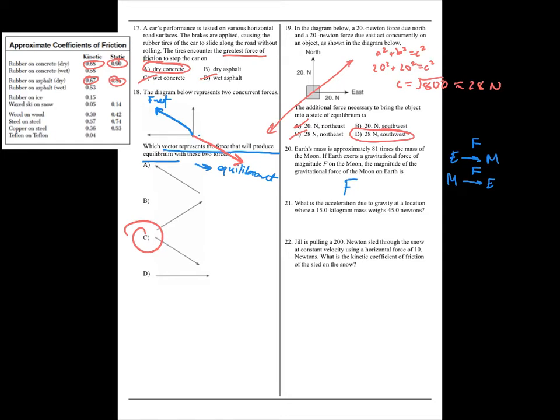21 is looking for the acceleration due to gravity, looking for g. So Fg equals mass times g. I'm showing you what I expect to see when it comes to calculation work. So 45 newtons equals 15 kilograms times g. g is equal to 3 meters per second squared, and that's it.